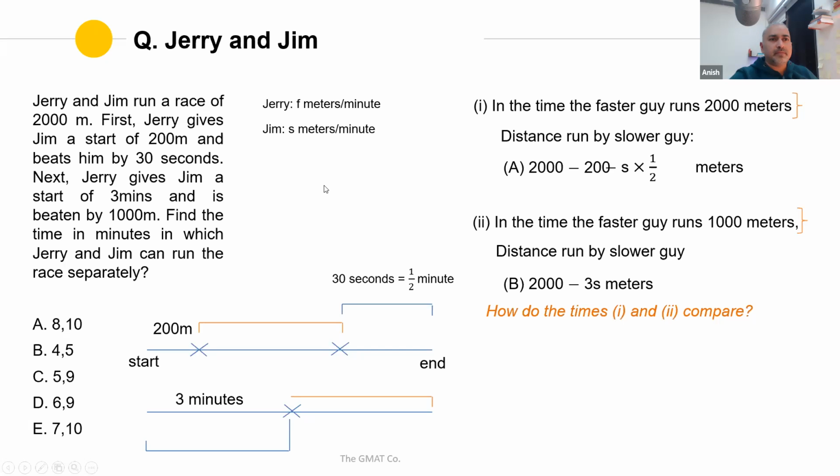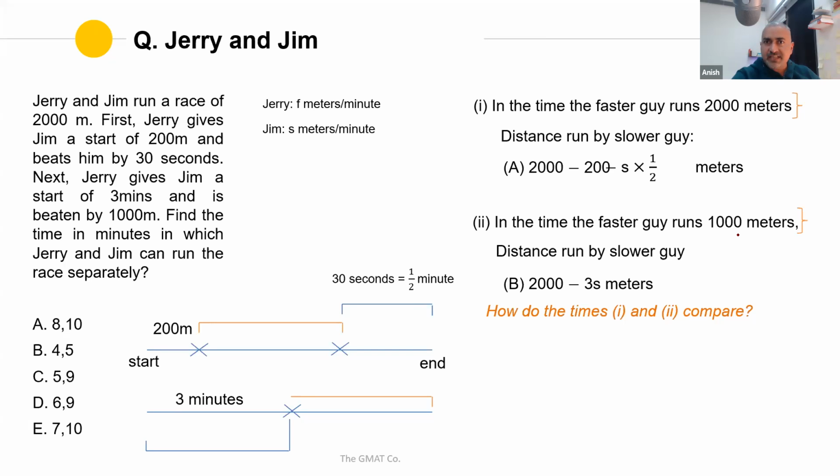tell me, how would these times compare? What are the times? The time the faster guy takes to run 2000 meters, how would that time compare with the time the same guy takes to run 1000 meters? How would these two times compare? What do you think? One time is twice the other. Okay, right? To cover 2000 meters, he'll take double the time of what he'll take to run 1000 meters.